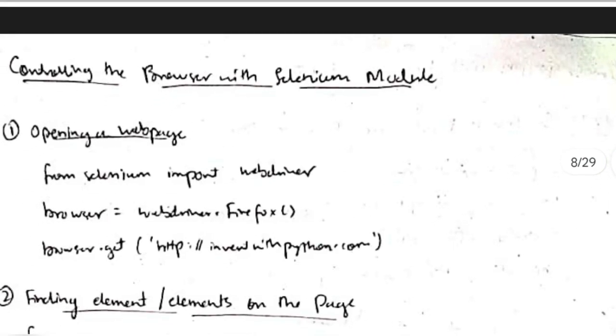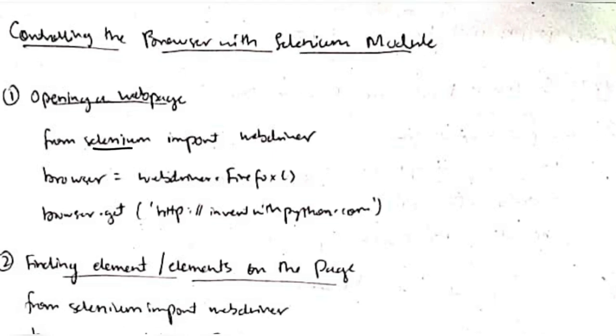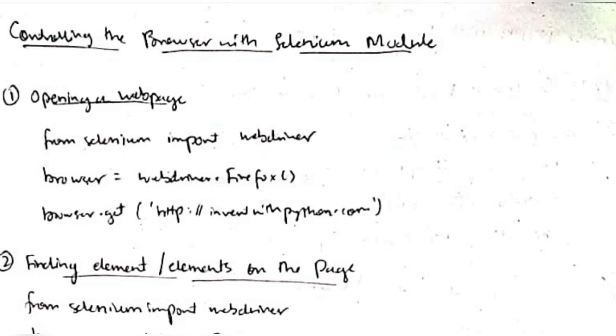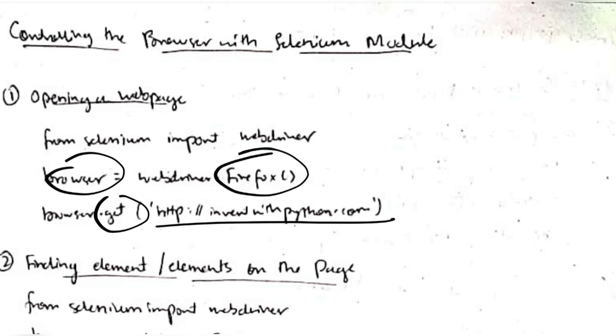Moving on, we have controlling the browser with the Selenium module. Selenium is used to make the access and the automation of the web page much more efficient. To open a web page using Selenium, we will be importing Selenium webdriver, then Firefox, and browser.get with whatever URL you want to search. We can directly give the command browser.get with the URL you want to search for, and which is the search engine.